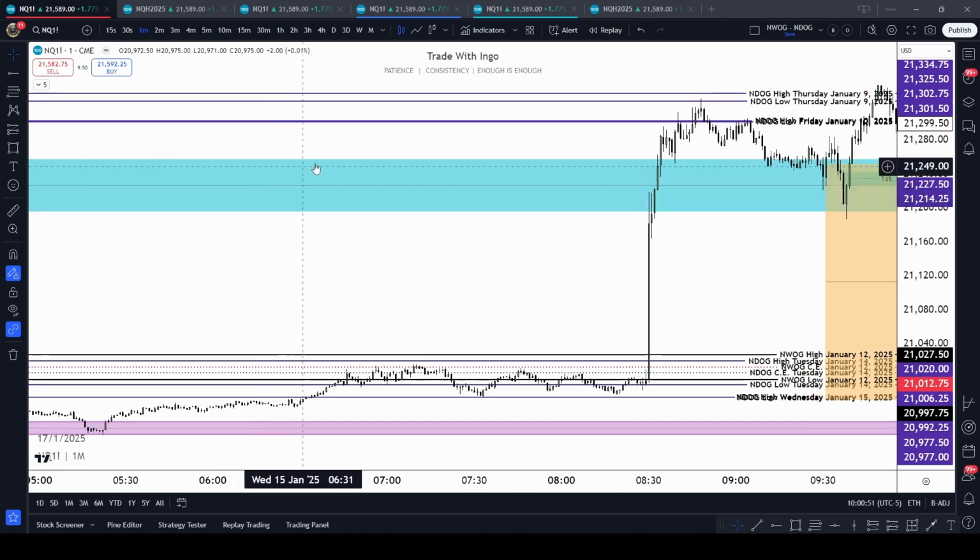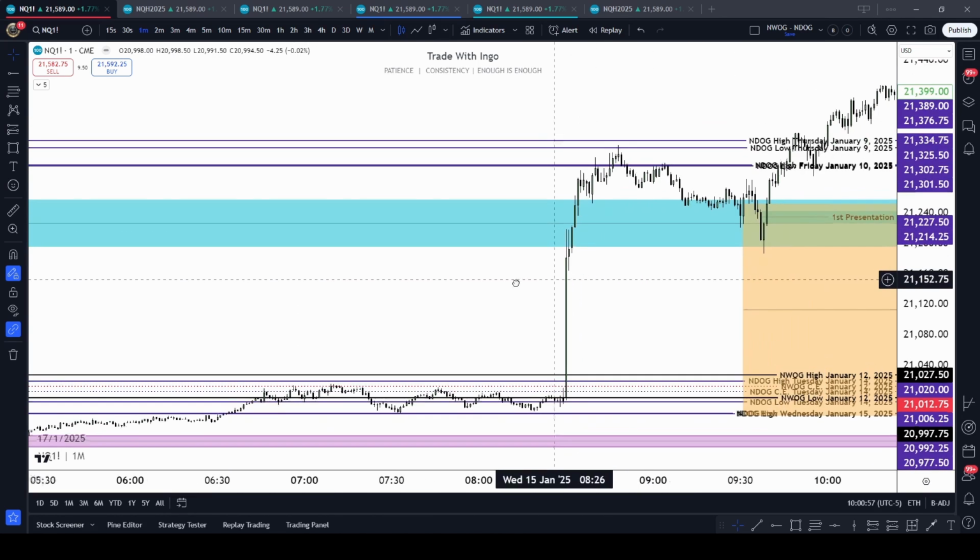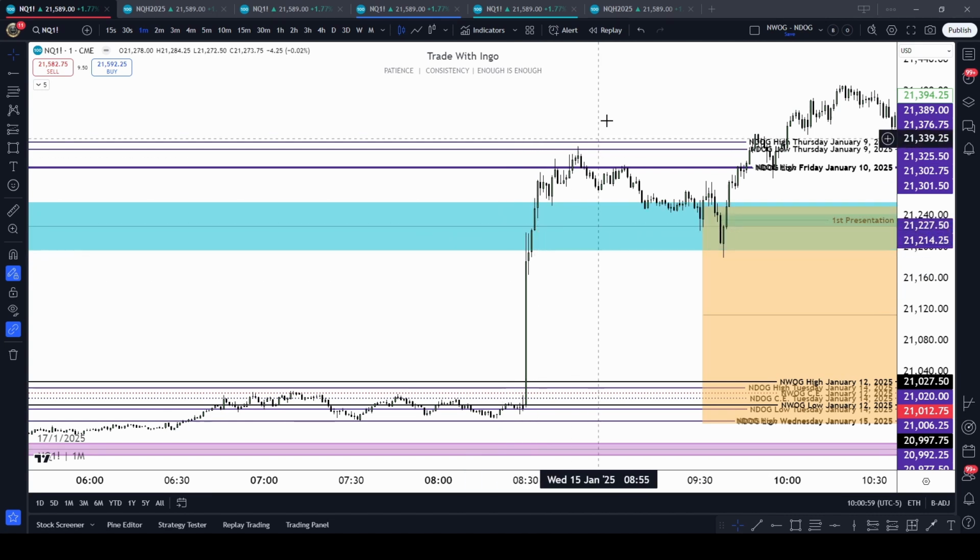What you see over here, the blue area, is the sell side imbalance, buy side inefficiency on the hourly chart. Traded above it. Note that where this beautiful run started, it was inside this black hole. So confluence between new week opening gap and new day opening gap, starting to move all the way up into these new day opening gaps.